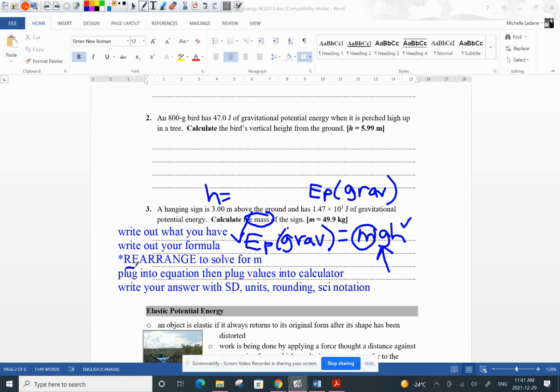So you're going to have to rearrange this formula. Instead of solving for h, as we did last time, you solve for mass. Once you have done that, plug all of your values into the equation, show all your units, plug them into your calculator, do your canceling, write your answer out with sig digs, units, rounding, and scientific notation. Okay, so remember, these keys are posted. It is up to you now to make sure you are on top of things and stay on top of your work.